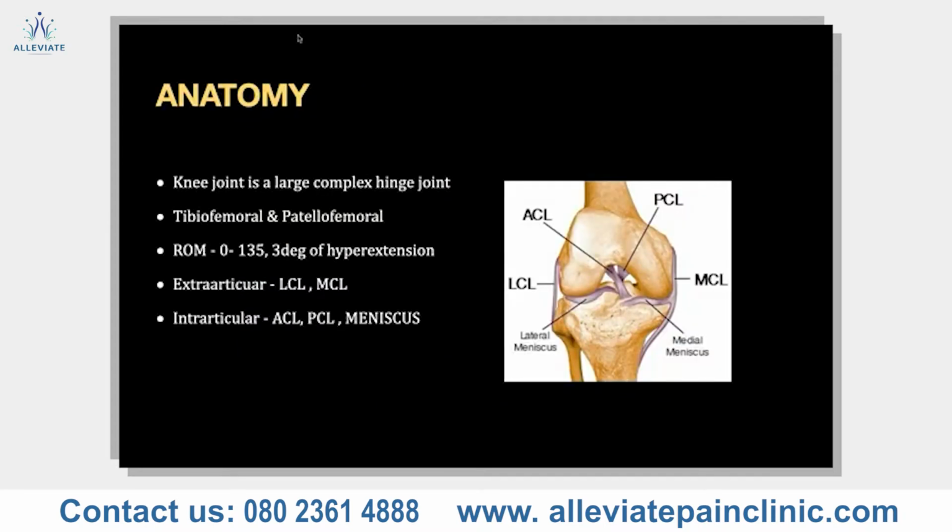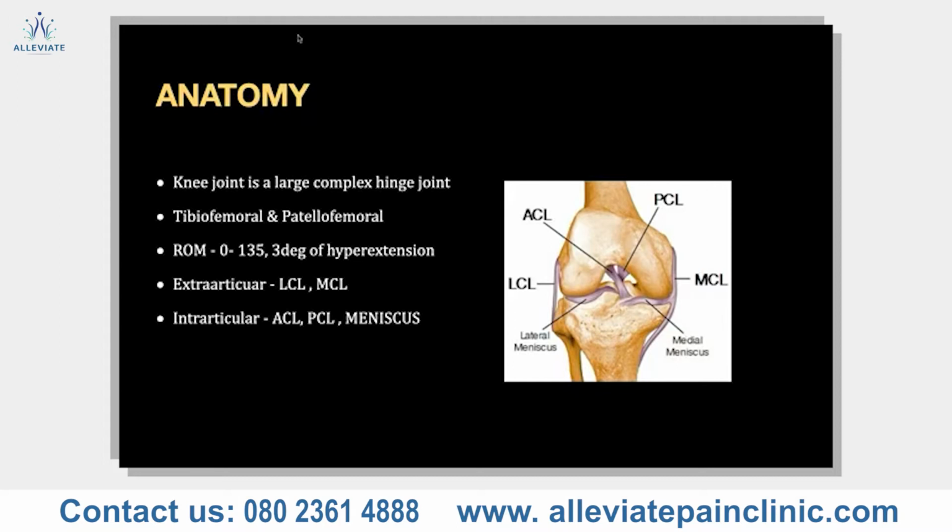So, anatomy of the knee joint. The knee joint is a large complex hinge joint which has the tibiofemoral articulation and the patellofemoral articulation. The knee joint has a total of 6 ligaments, of which 2 are extra-articular ligaments, the lateral collateral ligament and the medial collateral ligament. These 2 ligaments are outside the knee joint.